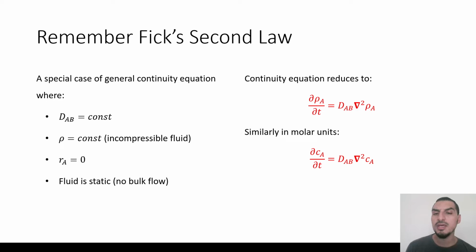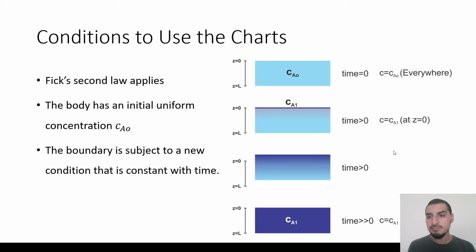Now back to the equation for Fick's second law. Again, to quickly revise the conditions: it has to be constant diffusivity, constant density, incompressible fluid, no reaction, and the fluid is static with no bulk flow. And this is the shape of the equation in mass units and in molar units.